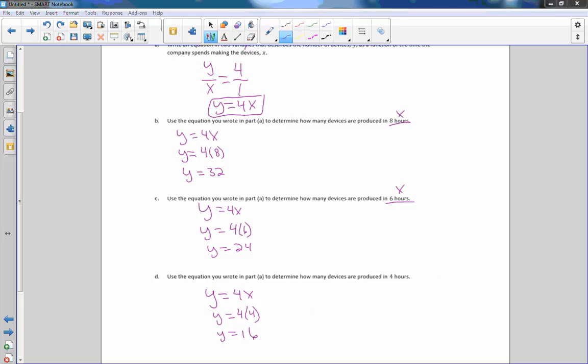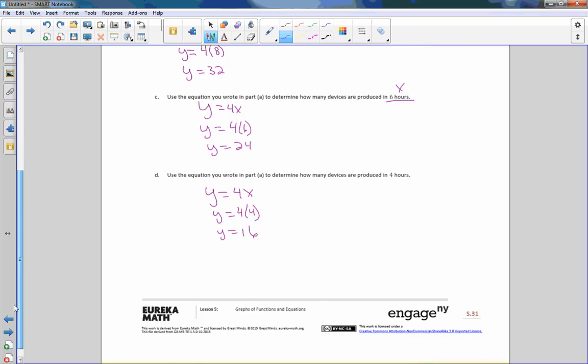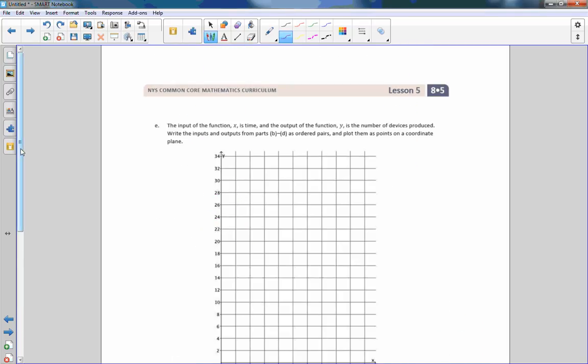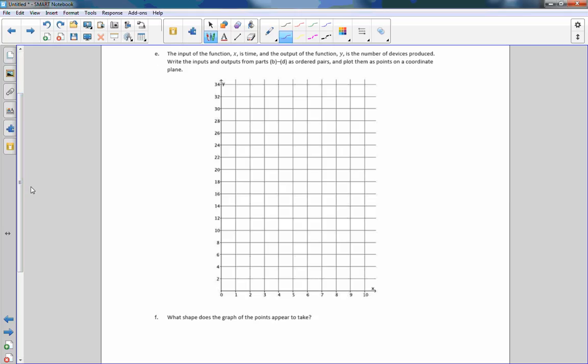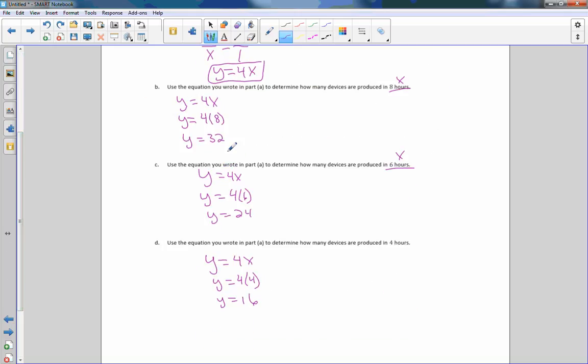Okay. So E says the input of the function x is time, and the output of the function y is the number of devices produced. Write the inputs and outputs from parts B through D as ordered pairs and plot them on the coordinate plane. So we're going to do B through D. So this is ordered pairs. So now I'm going to plug in x and get my y. Substitute in an x, and we got a y. And substitute in an x, and we got a y.